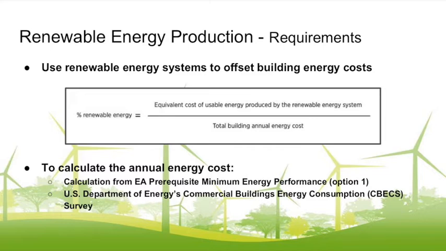The percentage of renewable energy can be defined as the equivalent cost of usable energy produced by the renewable energy system divided by the total building annual energy cost. There are two ways to find the building's annual energy cost required in this equation. The first option is using the value calculated in EA Prerequisite Minimum Energy Performance, option 1. The other option is to use the U.S. Department of Energy's Commercial Buildings Energy Consumption Survey database in order to determine energy cost and use.